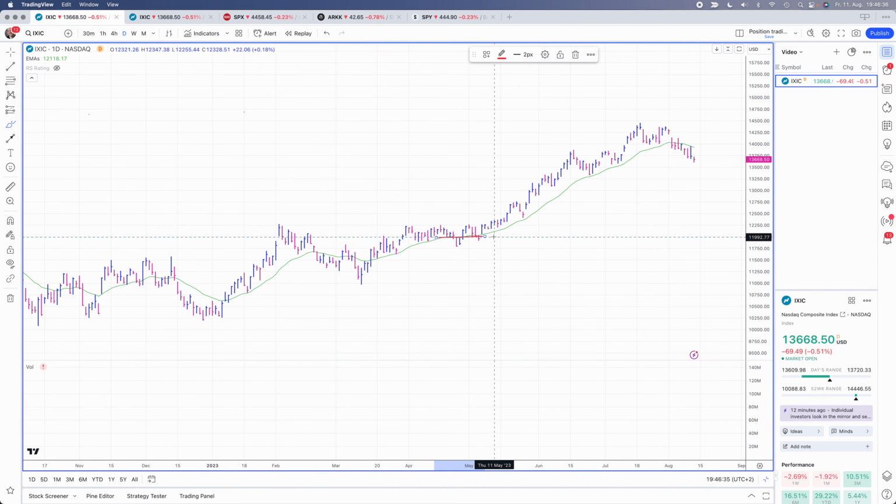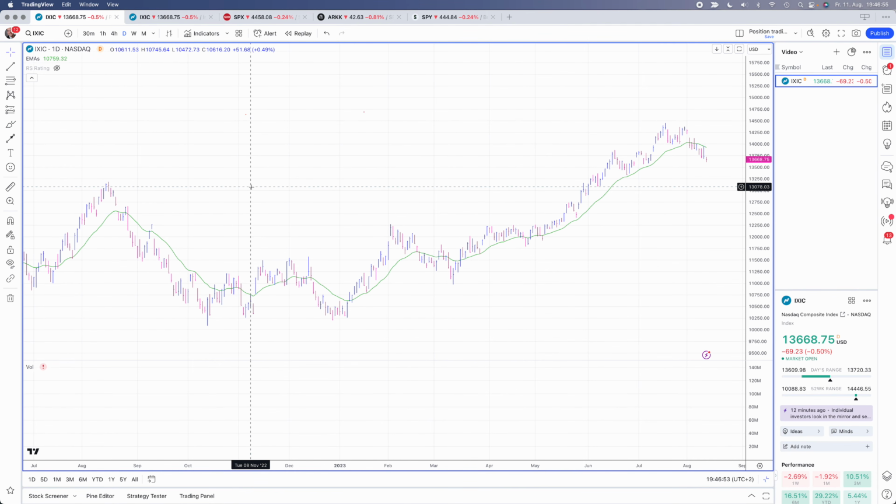But as soon as the slope of the EMA 21 is moving up again, the market is in a much better shape. And here you can see it's turning around. It's clearly turning around. And that gives you a very clear signal to maybe not buy any stocks right now.